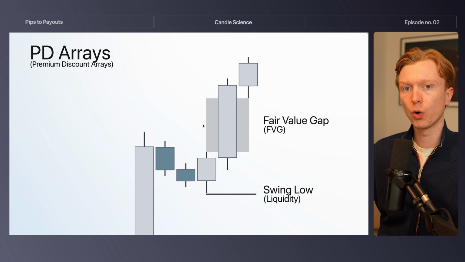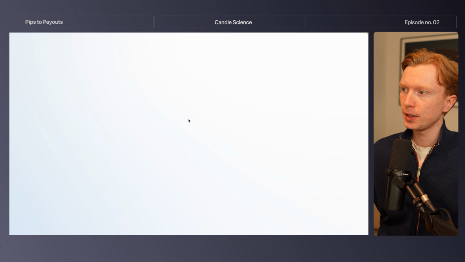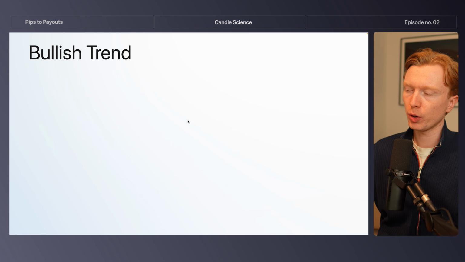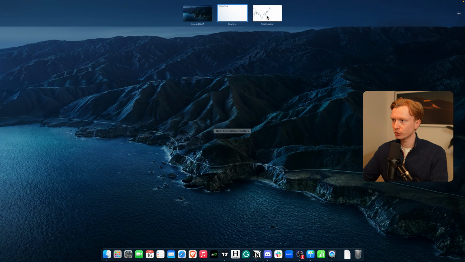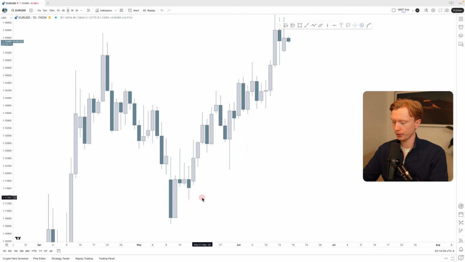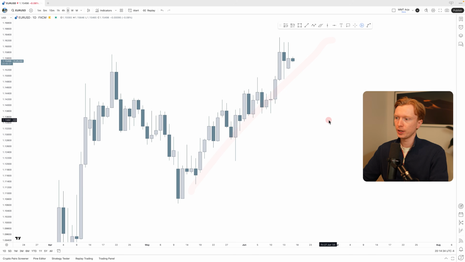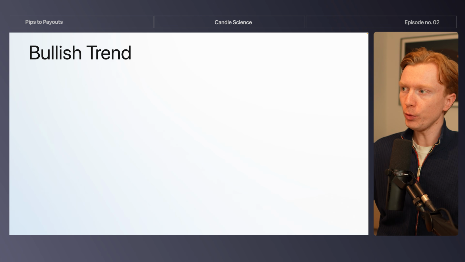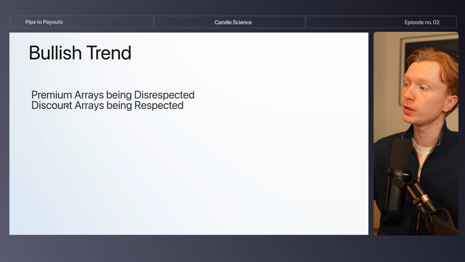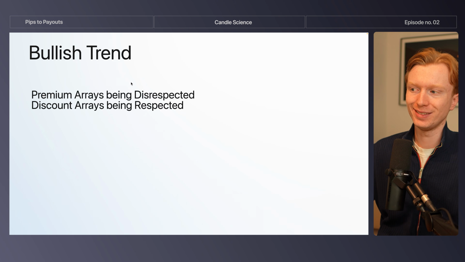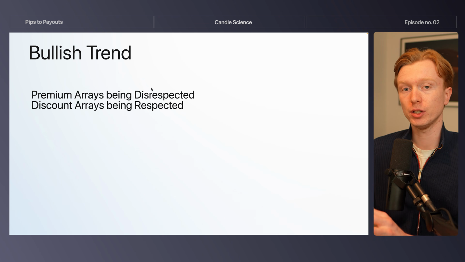Now, what we're going to work towards right here is clearly understanding what a bullish trend is. And I don't mean just opening your chart and seeing, oh, well, this is going higher right there, so that must be a bullish trend. No, a little bit more in depth than that, actually objectively breaking it down. For example, the way we objectively break down what a bullish trend is: premium arrays are being disrespected, discount arrays are being respected. That's a bullish trend.